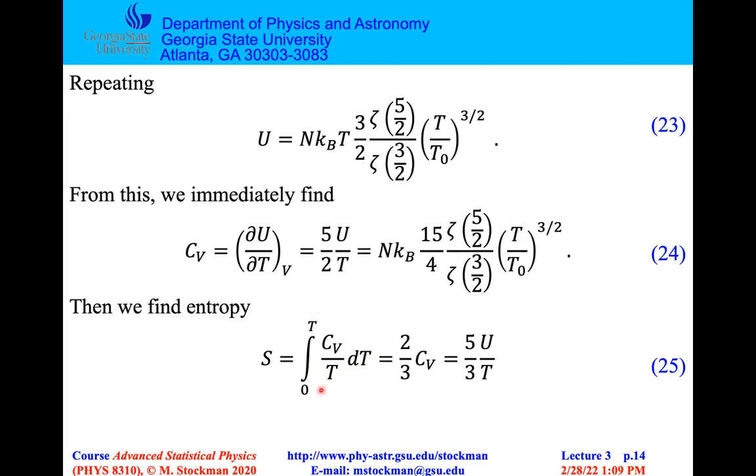So it was power of 3/2. I decrease it by 1, integrate. I'm getting back power of 3/2. So the coefficient is inverse power 2/3 C_V. And this C_V is 5/2 U divided by T multiplied by 2/3, 5/3 U divided by T.